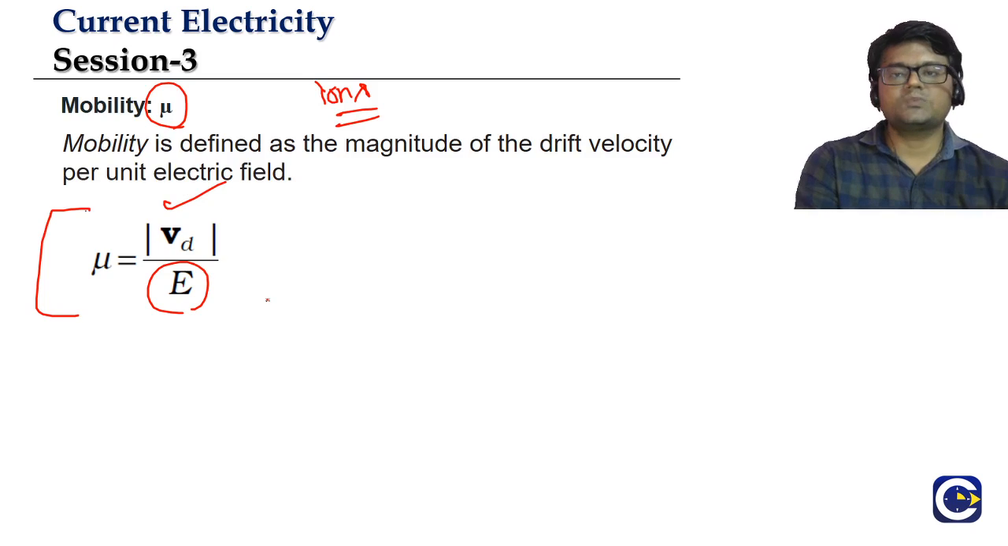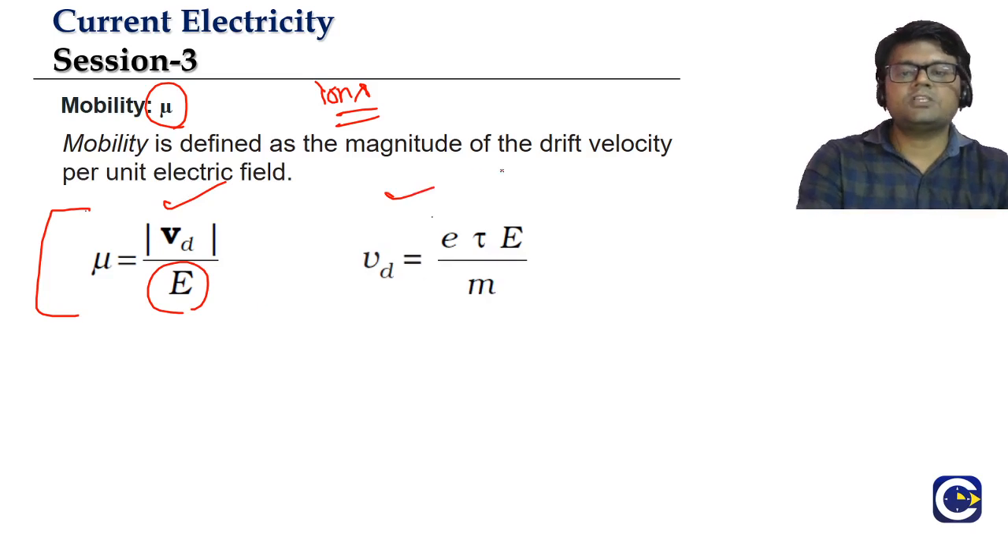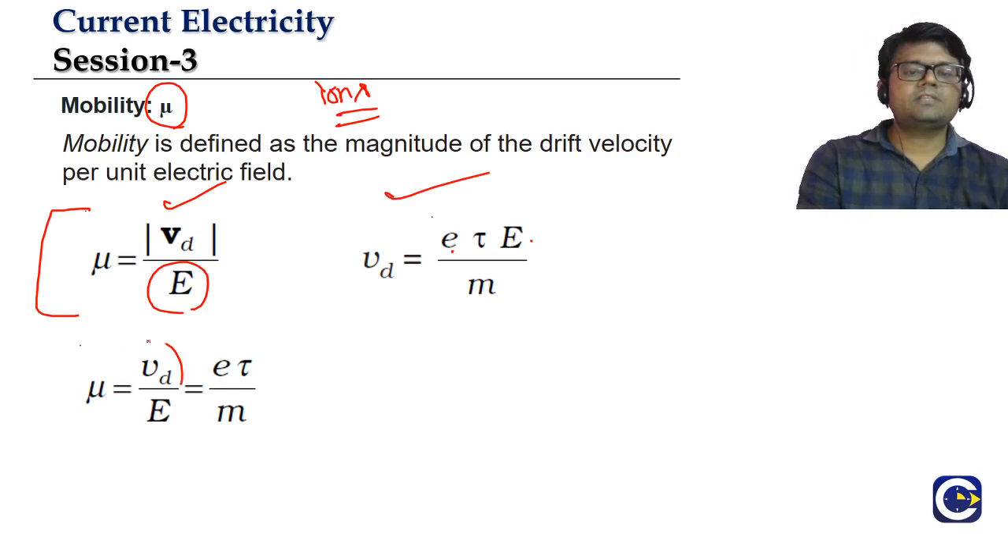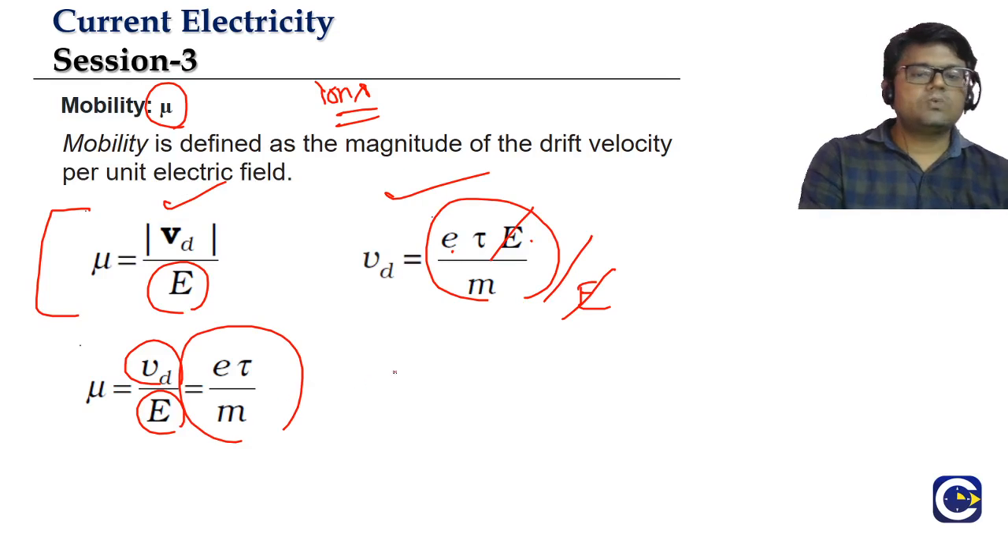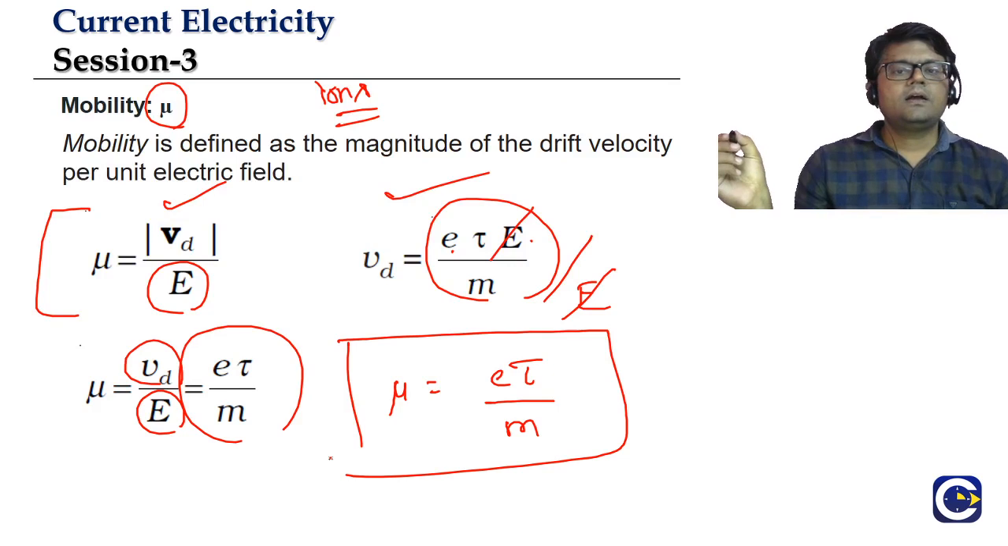So mobility is measured as drift velocity magnitude divided by applied electric field. We already have a drift velocity formula, right? What is the drift velocity formula? E by m into tau. That is the drift velocity magnitude. We just have to substitute that. Drift velocity magnitude by applied electric field, the electric field will be cancelled. What we are going to get? E into tau by m. So the mobility mu will be equal to e, basic charge, into tau, relaxation time, divided by m. So this is the idea of mobility.